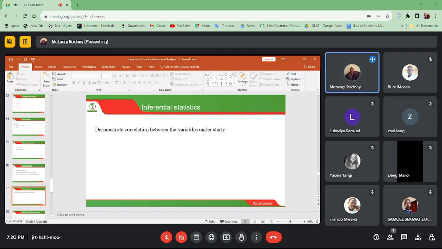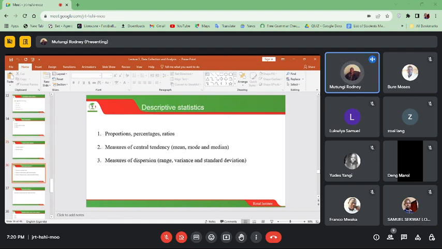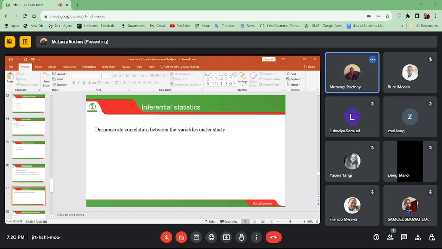Then inferential statistics. So we said data analysis can either be descriptive, where you just describe your data, how many people are married, how many are educated, what percentage of women are married, what percentage of children are of this age. So those are just descriptive statistics and are part of this data analysis.